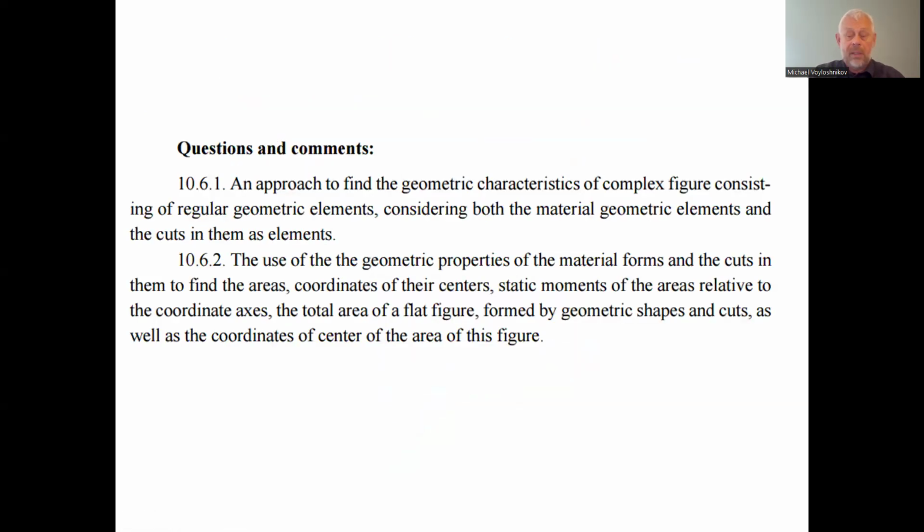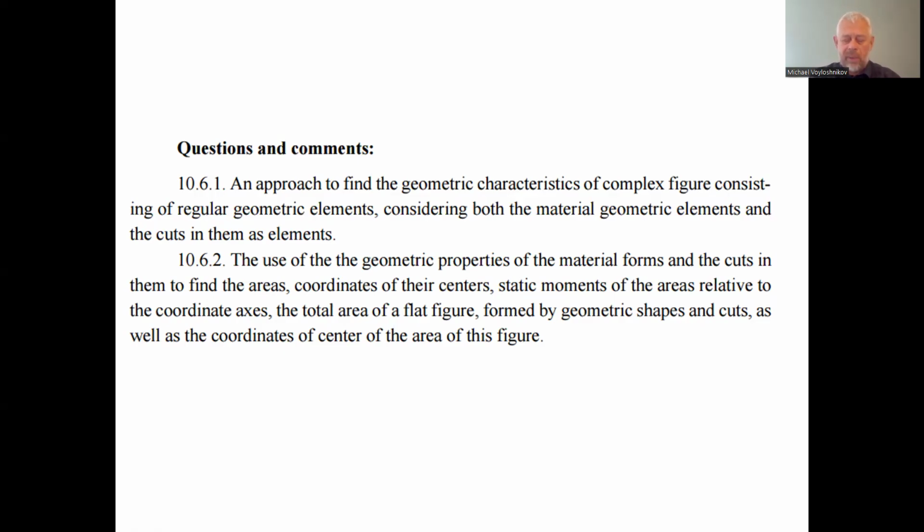Questions and comments. 1061. The approach to find the geometric characteristics of a complex figure consisting of regular geometric elements, considering both the material geometric elements and cuts in them as elements, is the addition method. The addition method is when we consider a complex figure consisting of separate geometric parts, for which we can find the area separately and the locations of the centers of the area for each separate element.